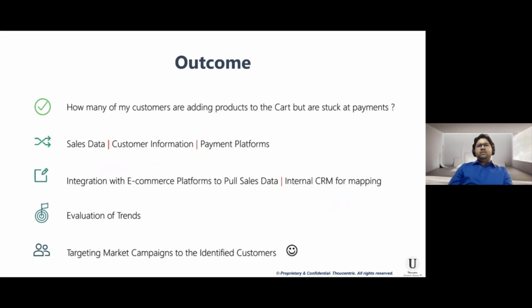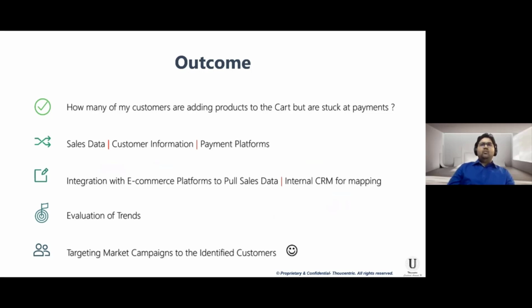And that 30% of people is immediate revenue. Even if I could convert 5% of it, I get direct revenue. So the goal was to improve my funnel effectively across the whole cycle, across the whole browsing, adding to cart, and payment cycle. So we took PPDAC and we decided that we'll solve this problem and do a targeted marketing campaign to those uniquely identified customers. Now, the problem was: how many of my customers are adding products to the cart but are stuck at payments, and who are they?